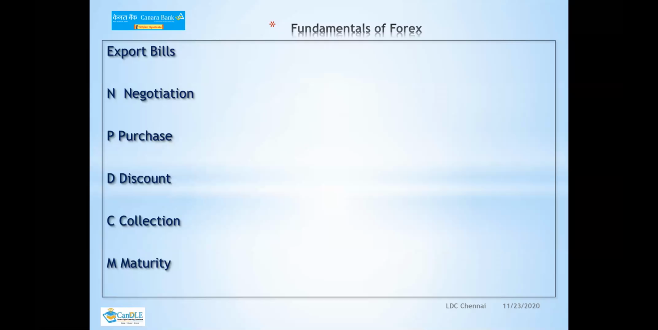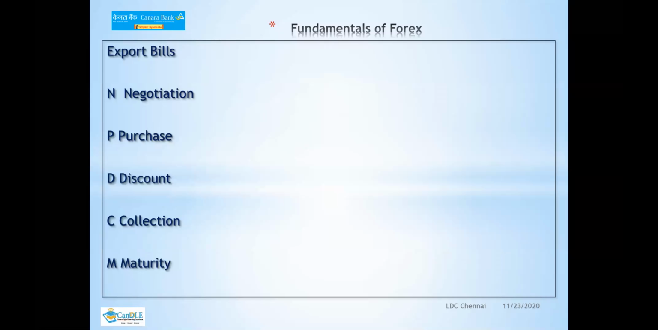When you are handling the export bill, you must ensure, because we have already given PC to him, that the bill is in terms of the LC. If any discrepancy is there, they will not make money. So how many types of export bills are there?